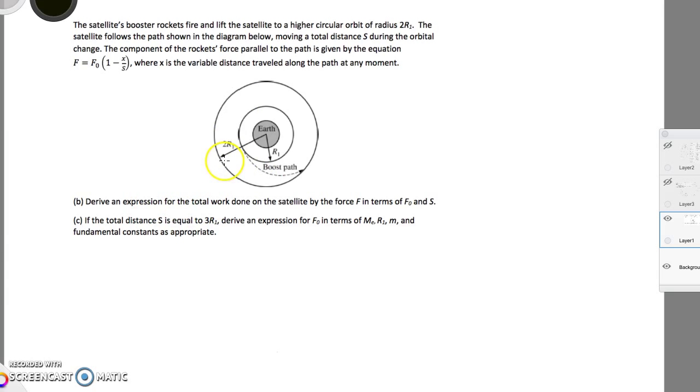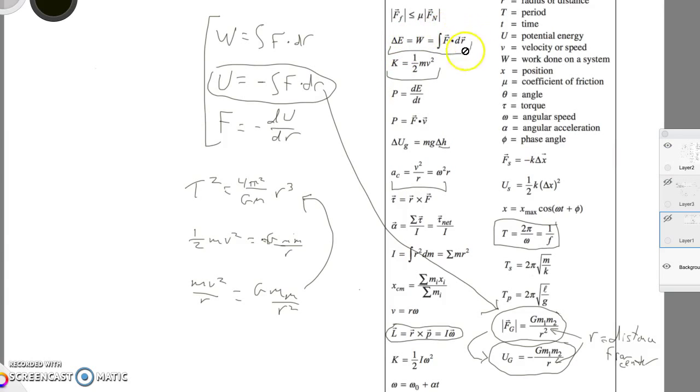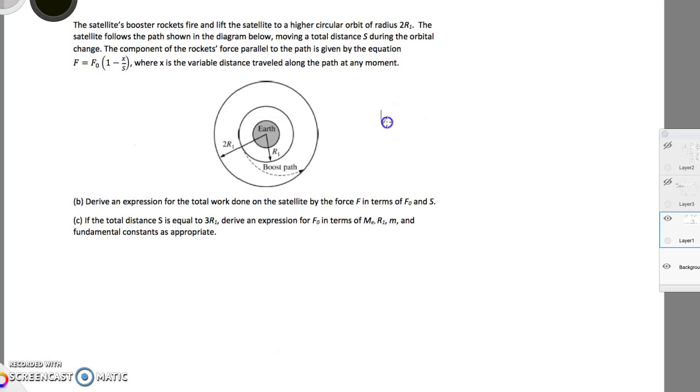Okay, well, work is going to be equal to, remembering from back up here, work is equal to the integral of force with respect to the radius. So work equal to integral of F, and we'll just say dx here because it's using x for distance. Okay, and then when we set our bounds, well, the distance it travels is this distance s, and the whole time the force of the rockets is parallel to that path, which means that they're doing work the whole time. Remember, because work is that parallel force times the distance. Okay, so we're going to integrate from the starting point 0 to this ending point s.